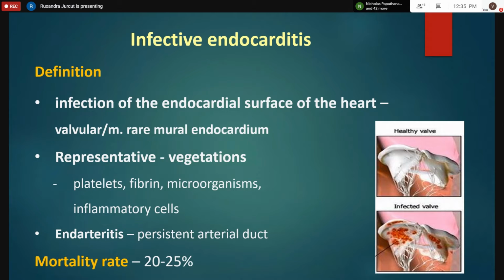I said it's a dreaded complication of valvular heart disease because the mortality rate of infective endocarditis is quite high, even in the antibiotic era that we are living in. It's 20 up to 25%, and the reason is that the diagnosis of infective endocarditis can be difficult and sometimes takes some time to be obtained.